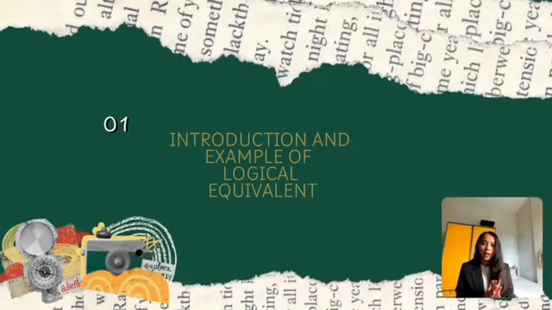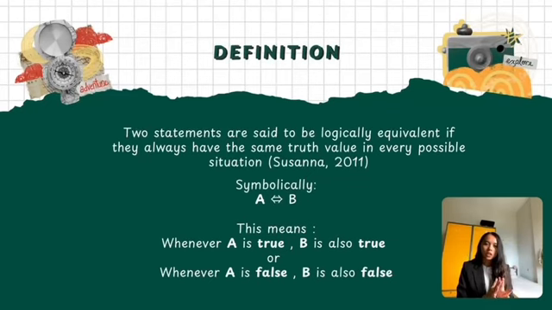Hi everyone, today I'm going to introduce the concept of logical equivalence. Logical equivalence is a fundamental idea in logic and mathematics. In simple terms, two statements are said to be logically equivalent if they always have the same truth value. That is, either both are true or both are false in every possible scenario. We use a double-headed arrow symbol like this to denote logical equivalence.